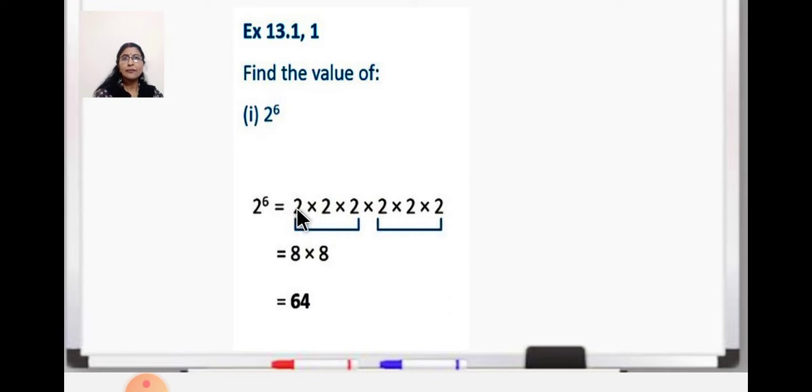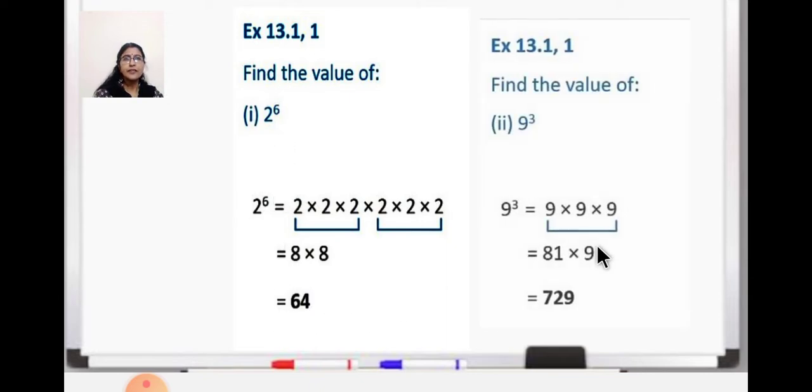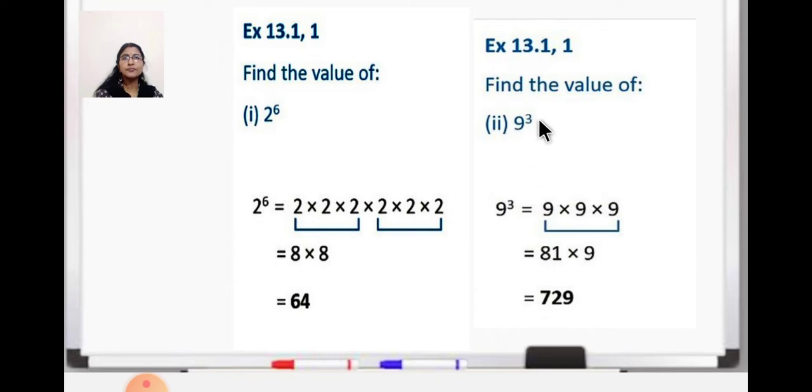And then you can multiply: 2 multiplied by 2 is 4, 4 2s are 8. And this also will multiply, you will get 8. So you can split and multiply, or you can also multiply directly. When you multiply all, you will get the answer 64. So the value of 2 raised to 6 is 64. Now question number 2, 9 cube. So 9 cube means we will write 9 three times: 9 multiplied by 9 multiplied by 9. When we multiply these 3 numbers, we will get 729.